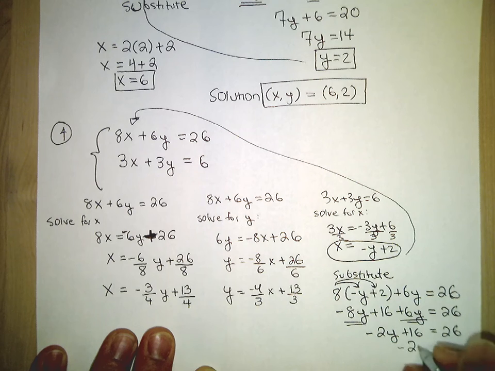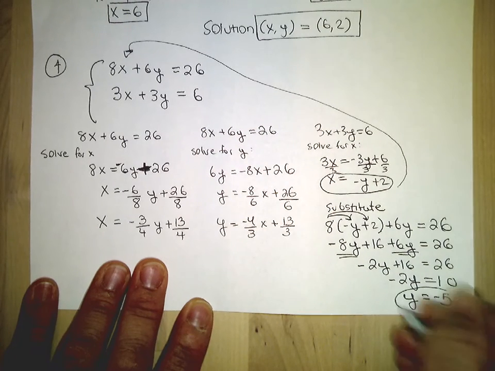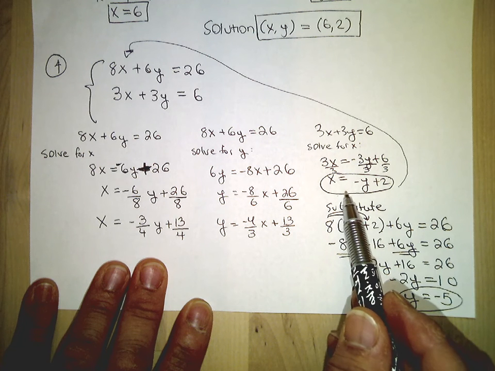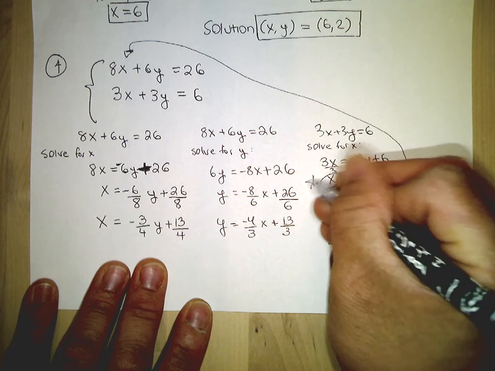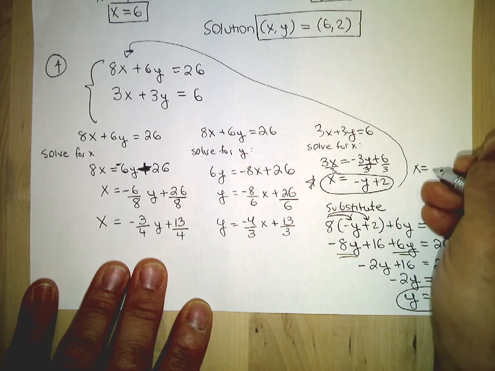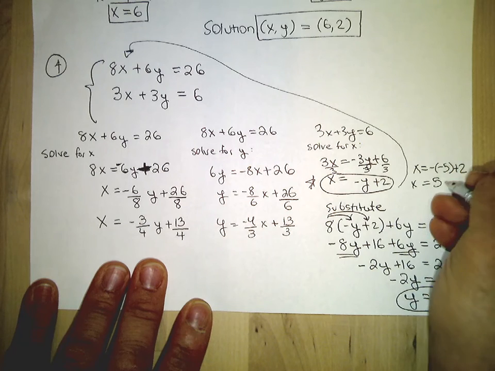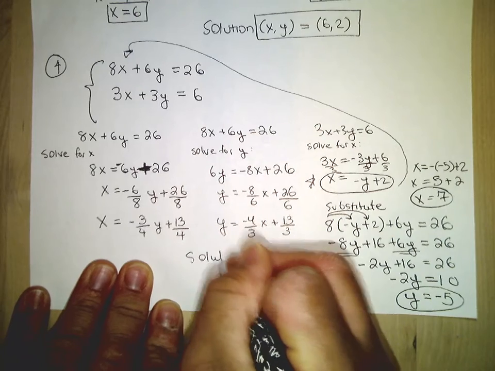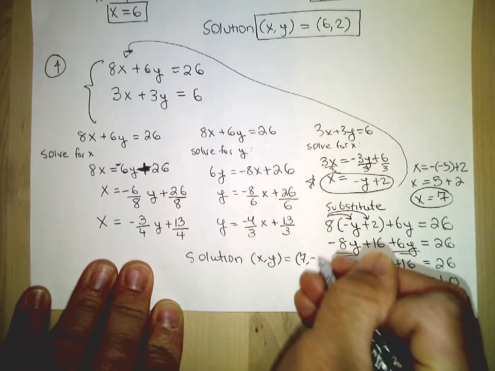Subtract the 16, so negative 2y is equal to 10. And y, when you divide by negative 2, is equal to negative 5. Then you can substitute y equals negative 5 into this equation right here to solve for x. So x is negative 5 plus 2. So x is 5 plus 2, or x is 7. So the solution then is (x, y) is (7, negative 5).